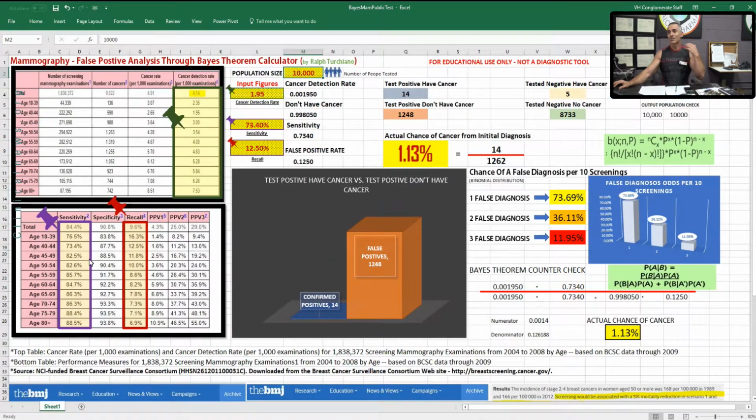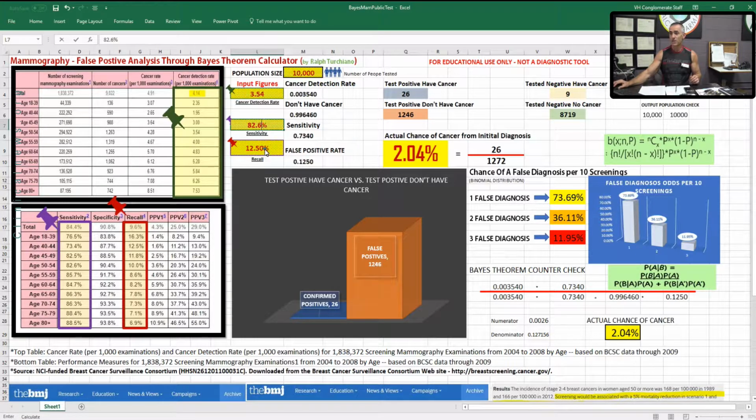So, to expand, let's go to the age 50 to 54. All right, so let's put the input figure, 50 to 54. What do we want to utilize? Cancer detection rate, 3.54. All right, we utilize, not 3 dash, but 3.54. All right, the sensitivity rate, if you could see it there, 82.6. Now watch all the numbers begin to change.